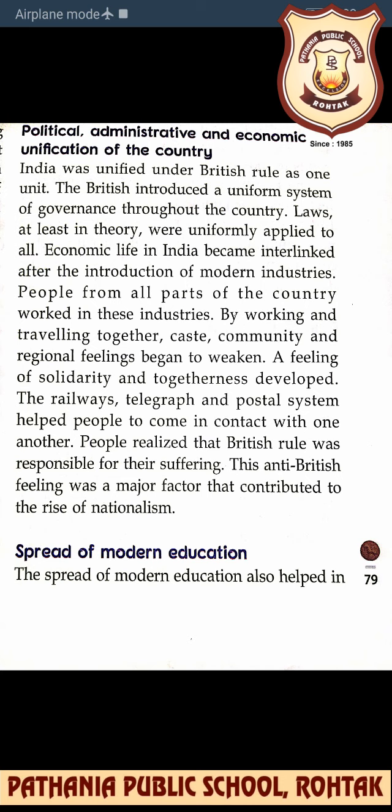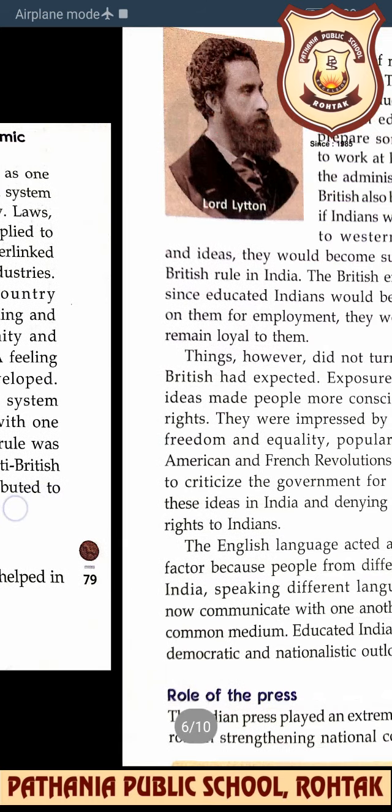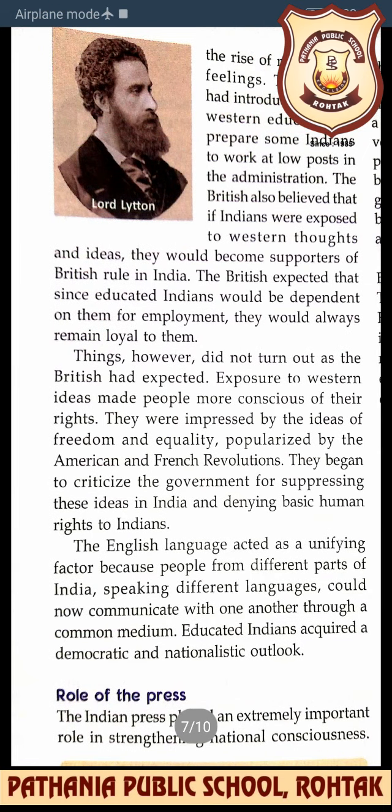Now the third point is the spread of modern education. The spread of modern education also helped in the rise of nationalist feeling. Beta, modern education was introduced by the British to prepare some Indians to work at low posts in the administration, like clerical jobs. The British also believed that if Indians were exposed to Western thoughts and ideas, they would become supporters of British rule in India. But things turned out differently.